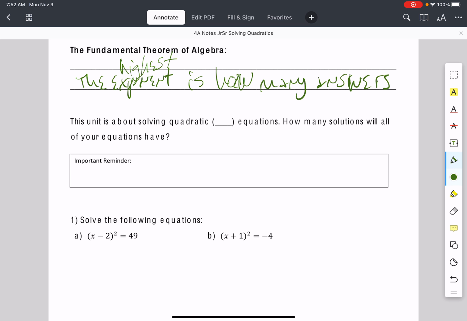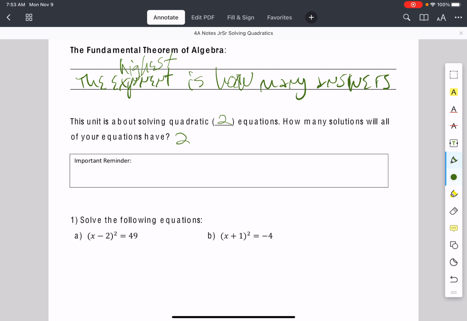Okay, so this unit is all about solving quadratics, which are the squared equations. So how many solutions will all of your equations have? Almost like I'm trying to drill that into your brain. Okay, important reminder.